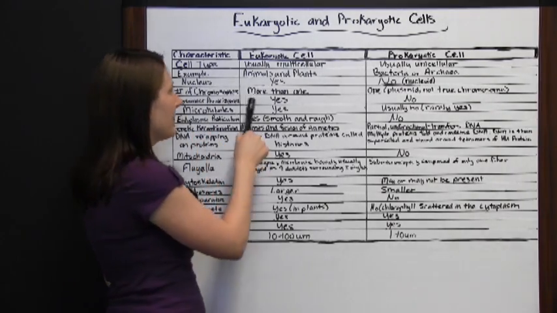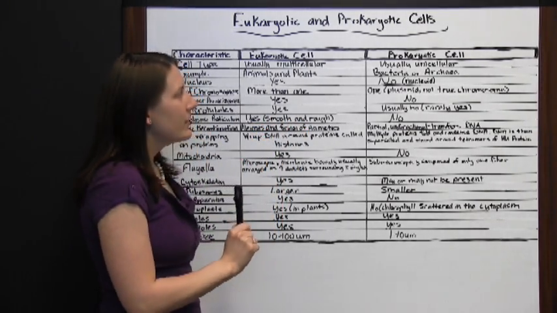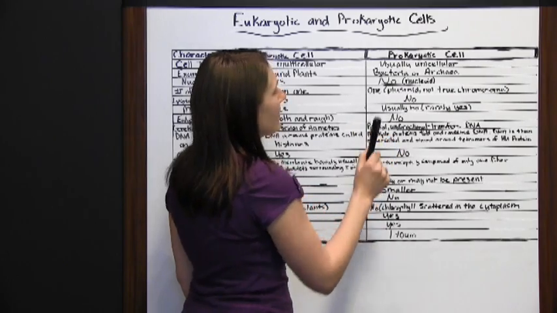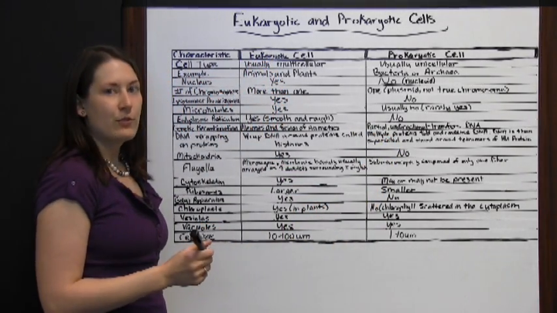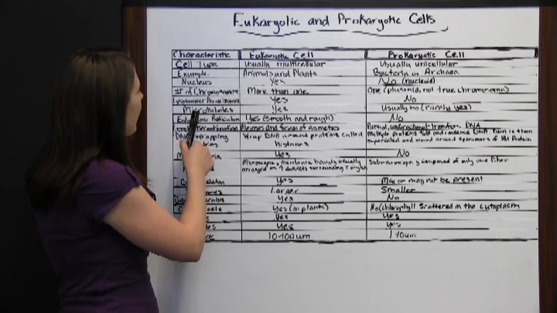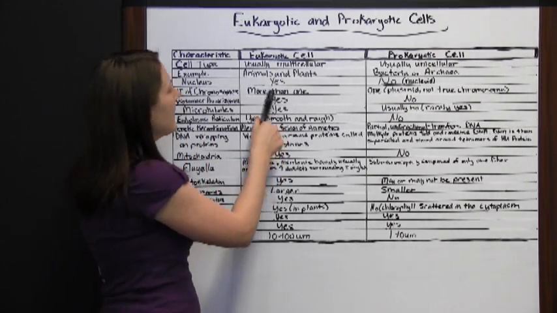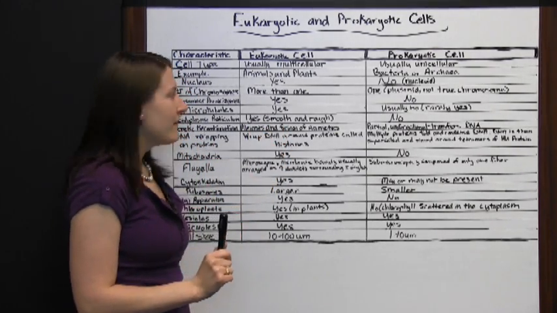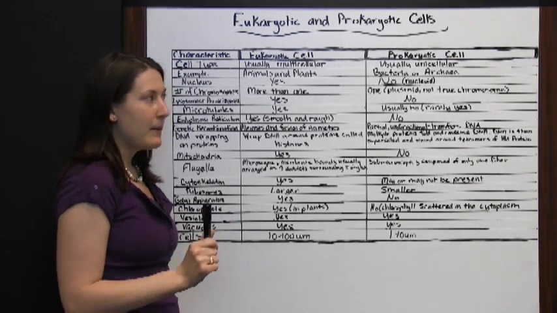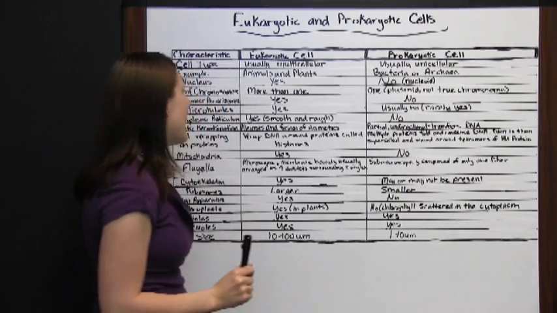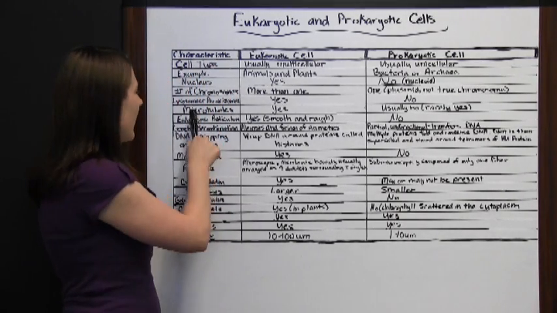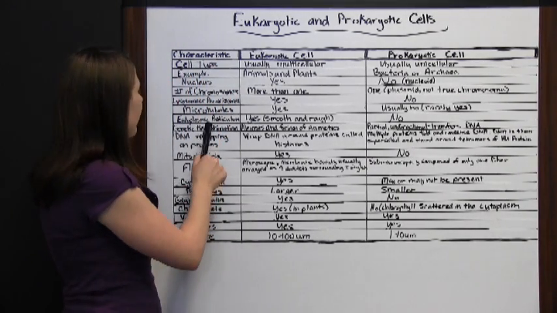Number of chromosomes. Eukaryotic cells are going to have more than one. The prokaryotic cells are just going to have one, and it's going to be a plasmid and not a true chromosome. Lysosomes and peroxisomes. Yes, eukaryotic cells will have those, and they will be membrane bound. Prokaryotic cells will not have membrane bound lysosomes and peroxisomes.